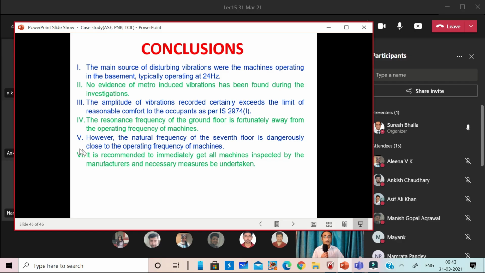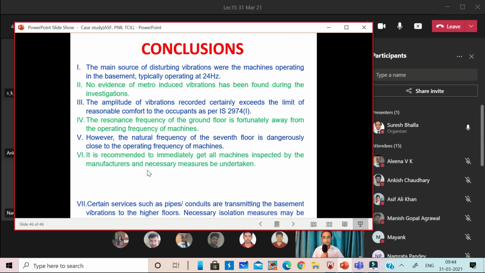So what we recommended was that they get all the machines inspected by the manufacturers, and we also offered that if they want special paddings designed, we could also design those, but they have done it through their manufacturers only.